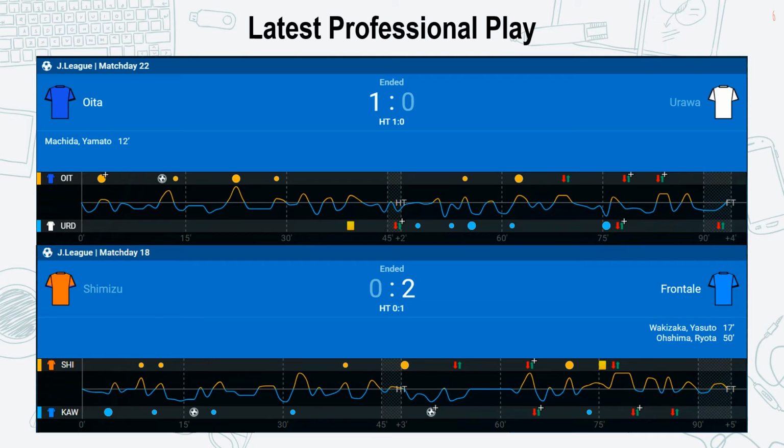The latest professional play indicates whether they are at home or away, which signifies what their in-play statistics would be like. As such, it helps to define how the team manager sets the plot while they are at home or away.